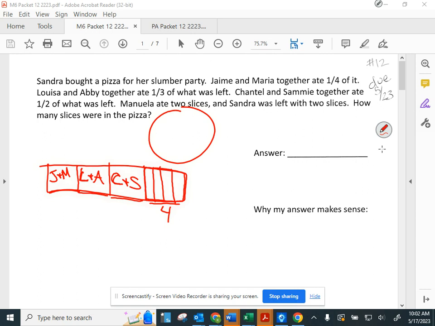Okay, so if you're doing it with your actual pizza, you're doing the same concept. You're cutting it into 4 and then saying, okay, this is Jamie and Maria, Louisa and Abby, and then you had Chantel and Sammy. So whether you did it as a circle or you did it as the bar like I did, either way, you're going to be working it out the same way.